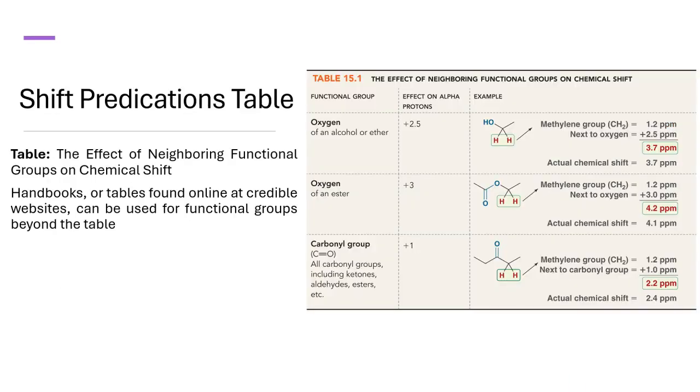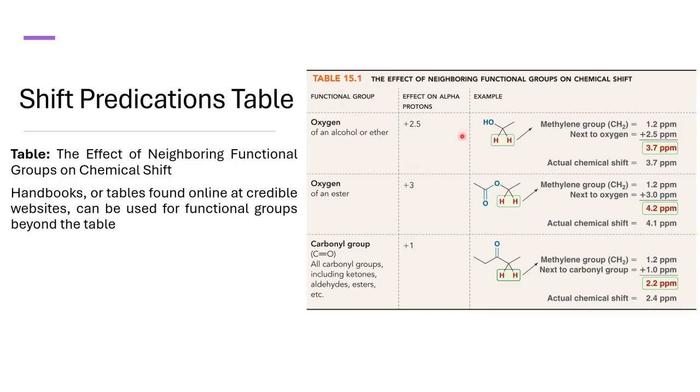Shift predictions table. The table helps us determine the effect of neighboring functional groups on the chemical shift. This is a very limited table, so one may use handbooks or tables found online at credible websites to determine functional groups beyond this table. But let's consider alpha protons.